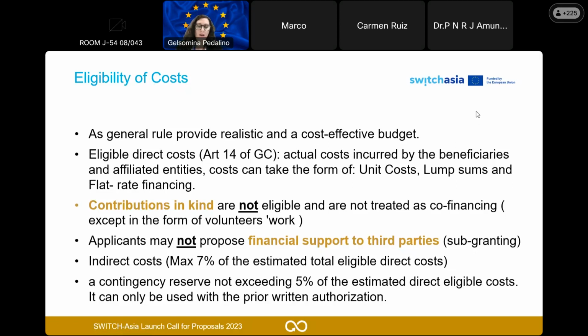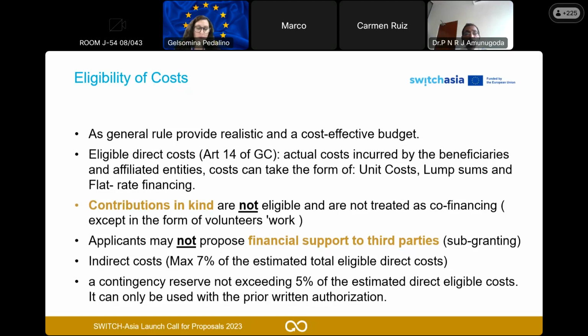The costs incurred by the beneficiaries and affiliated entities can take the form of unit cost, lump sum, and flat rate financing. You will see during the full application stage the three methodologies that will apply, defining the structure of your budget. Contributions in kind, which are provision of goods or services free of charge by third parties, are not eligible and are not treated as co-financing except in the form of voluntary work. That means the personnel cost can be covered.